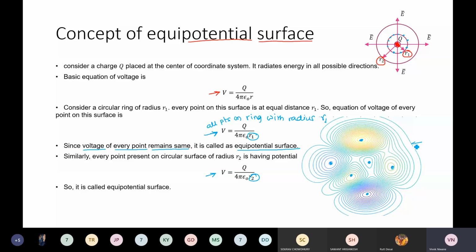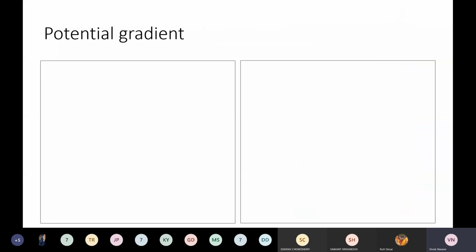So if you see one line, it is of the same color. Means what? It is an equipotential surface. Do remember that if we have only a point charge, our equipotential surfaces are going to be circular. But if we have a system of point charges, then your equipotential surfaces are no longer circular, because their electric fields are going to interact with each other. So this is the concept of equipotential surface and the potential gradient.